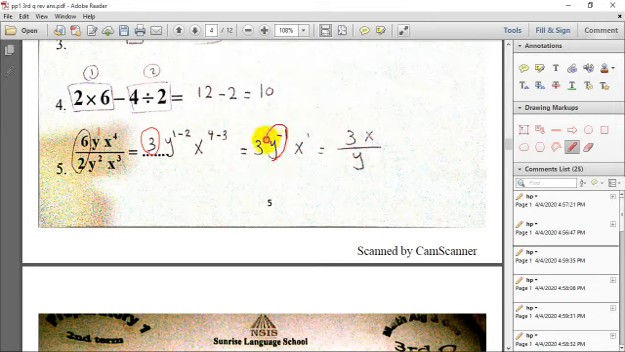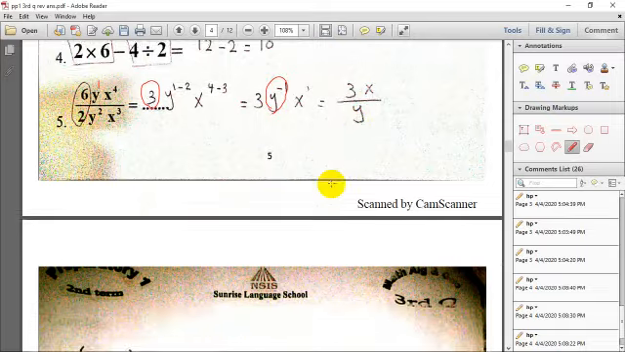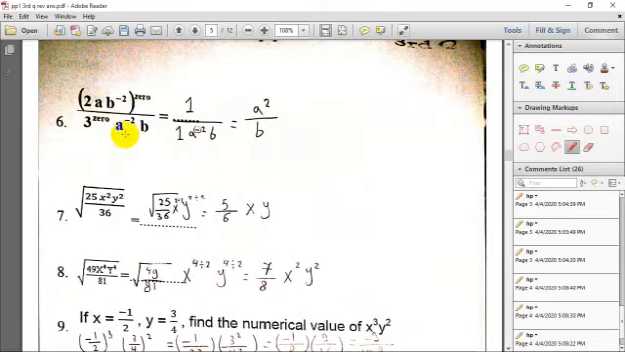Leave it like this? No. The negative power, get it down. The negative power, get it down. Very good. Excellent.